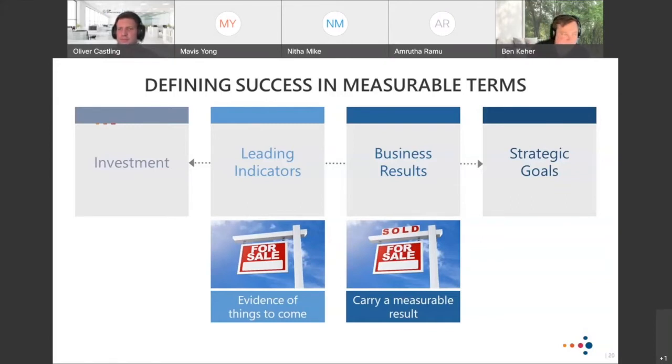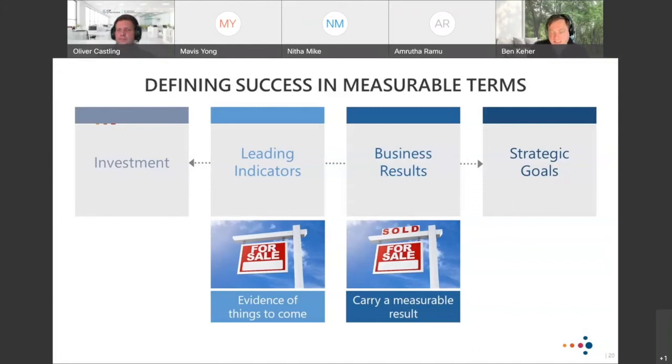Type that in the chat. What are some of those indicators that might tell me I'm on the right track? See what's going on in the chat. Number of viewings, number of offers I'm receiving. What else? It might be the number of clicks on an advertisement online. It could be the number of inquiries that come through, number of text messages.